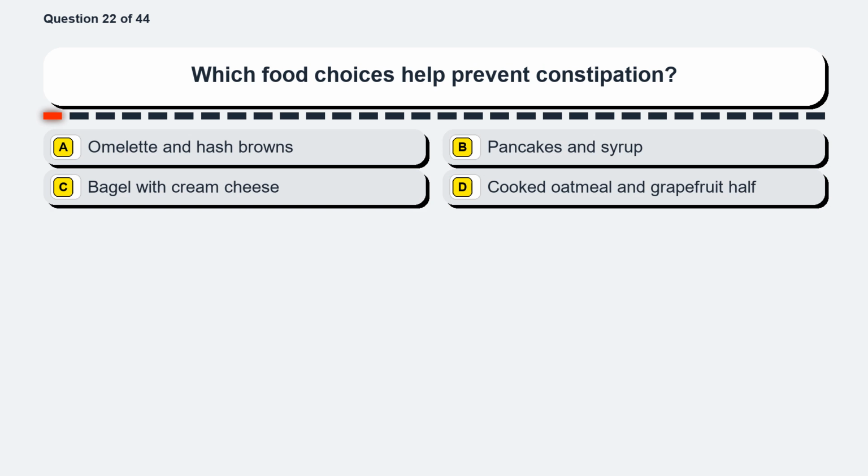Question 22. Which food choices help prevent constipation? Option A, omelette and hash browns. Option B, pancakes and syrup. Option C, bagel with cream cheese. Option D, cooked oatmeal and grapefruit half.